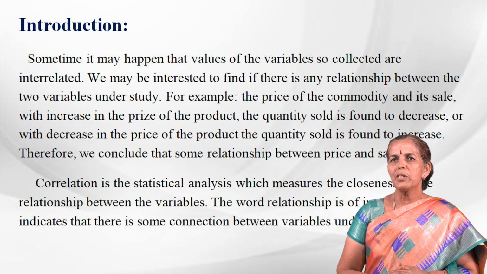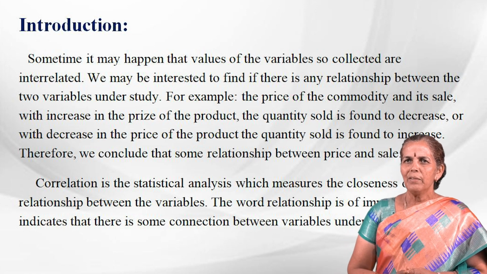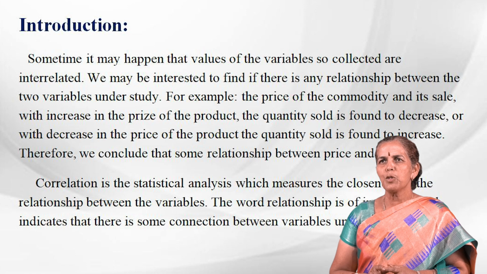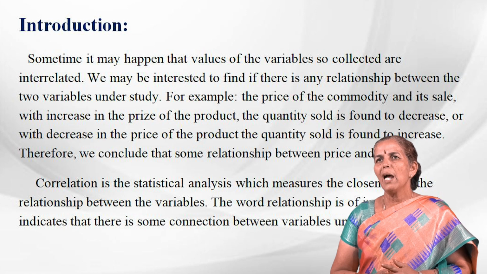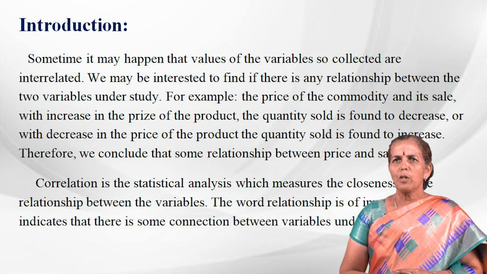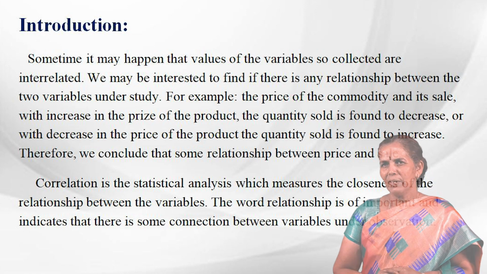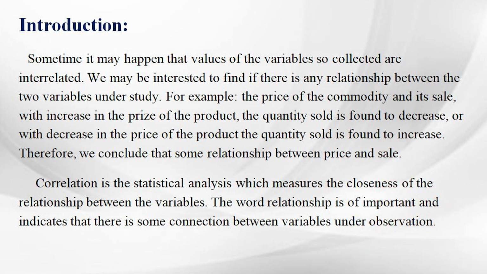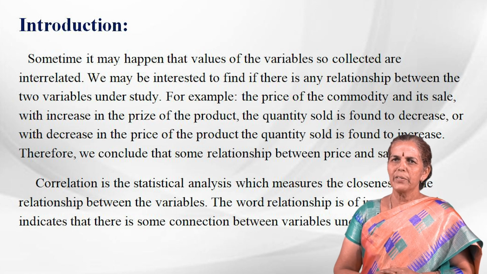Introduction. Sometimes it may happen that values of the variables so collected are interrelated. We may be interested to find if there is any relationship between the two variables under study. For example, the price of a commodity and its sales are related. With an increase in the price of the product, the quantity sold is found to decrease, or with a decrease in the price of the product, the quantity sold is found to increase. Therefore, we conclude that there is some relationship between price and sale.